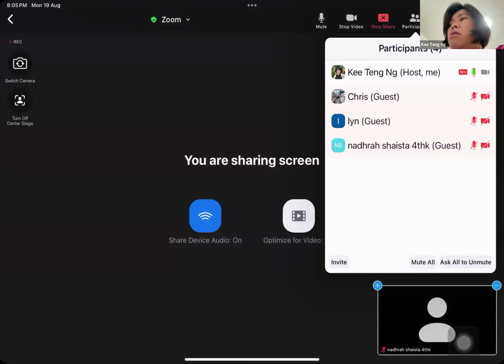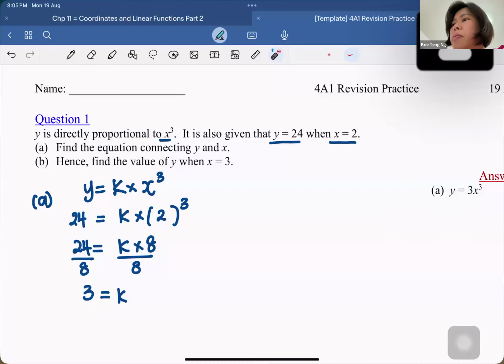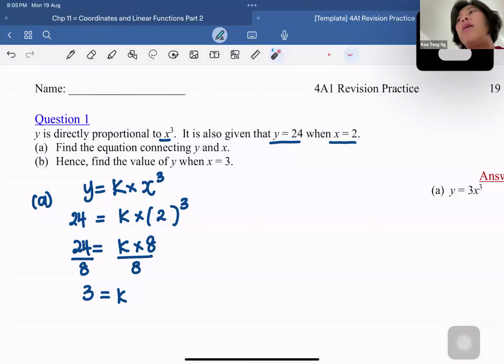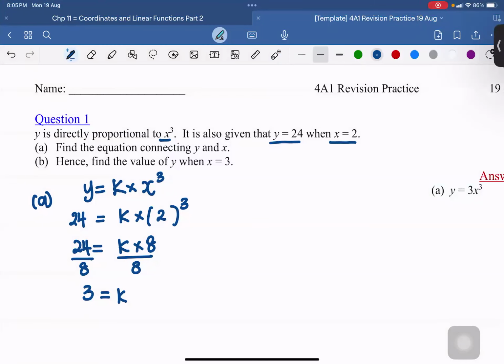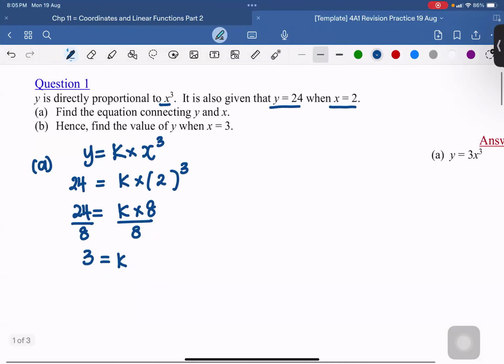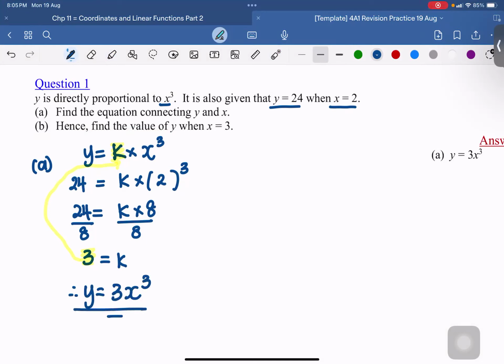Okay, we're back. So after we found k already, what do we do? What happens to the equation? This is our original equation, right? This is the equation, but I found the value for k now. K is the number 3. So I replace it inside here. Plug it in. Therefore, I can have my equation y equals 3x cubed. So this whole thing is the equation.